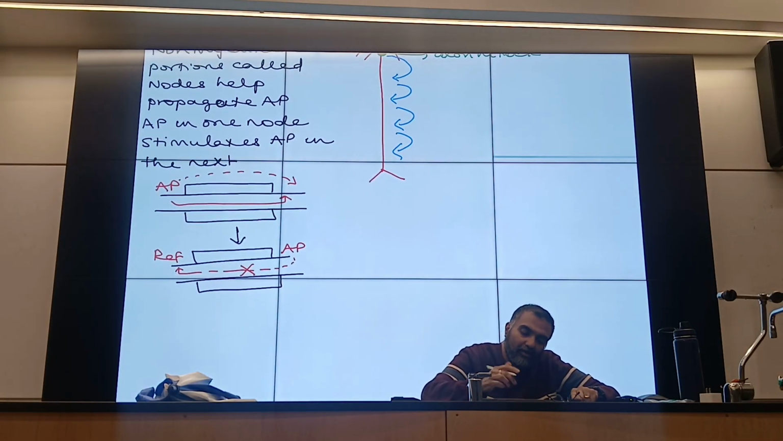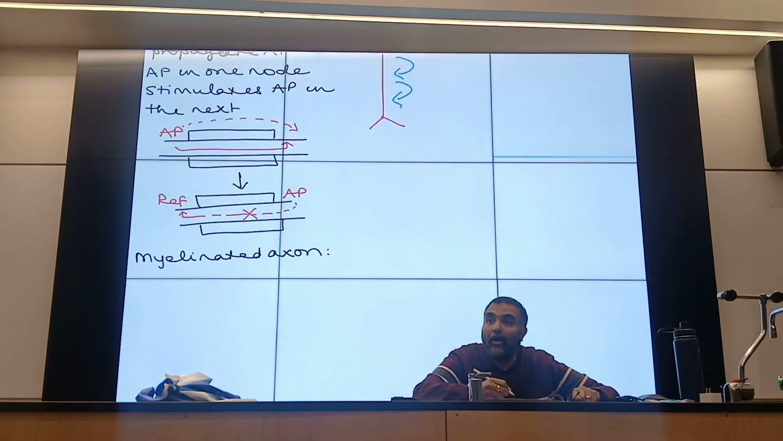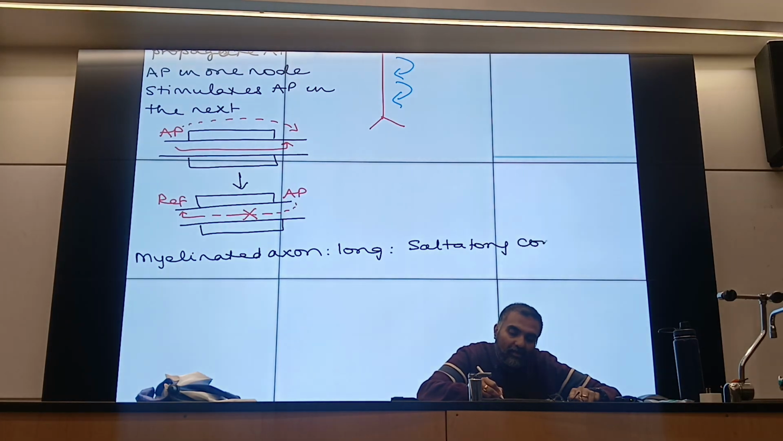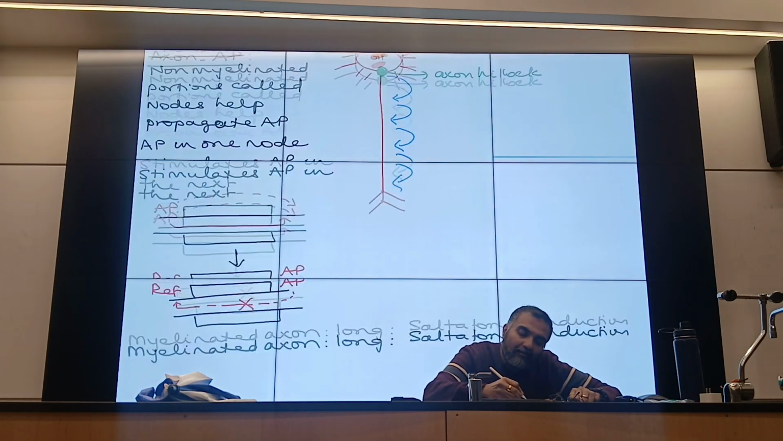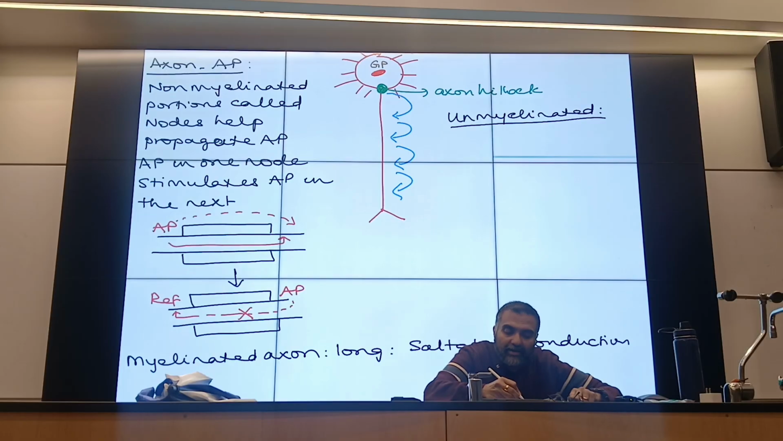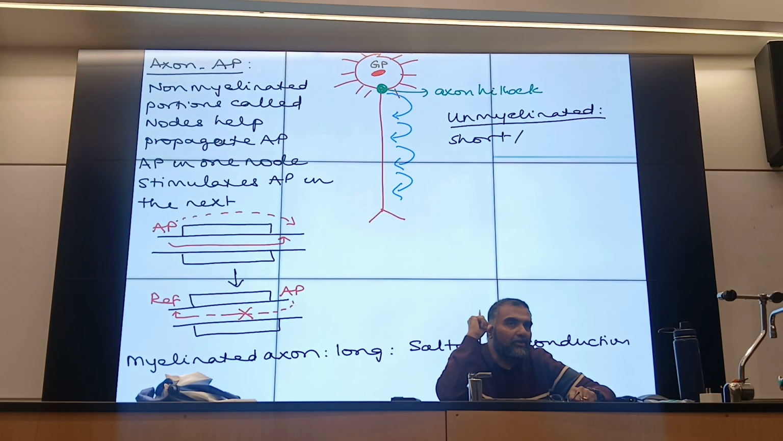If you have a myelinated axon, will that be a short axon or a long axon? Long, usually very long axons. If you have a myelinated axon, you will end up doing what's called saltatory conduction. And if you have an unmyelinated axon, will that be short or long? Short, like BART trains, short distance. And what function do they usually perform?